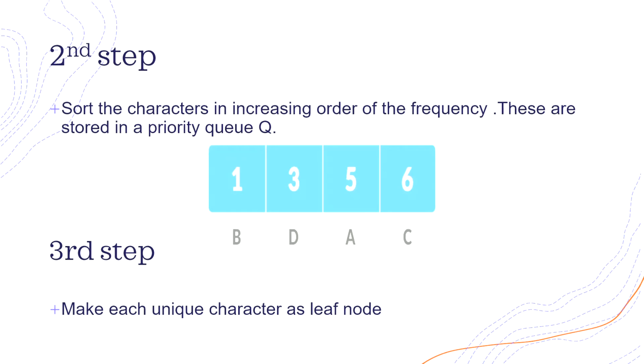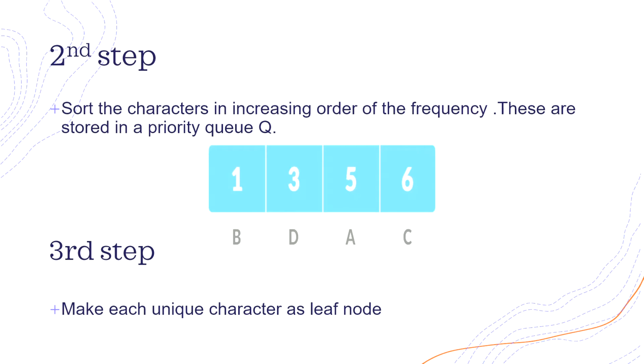In the second step, sort the characters in increasing order of the frequency. I hope you are in graduation, you might understand increasing order. If not, I am here to explain. Increasing order means 1, 3, 5, 6. They are in increasing form, so this is called increasing order.